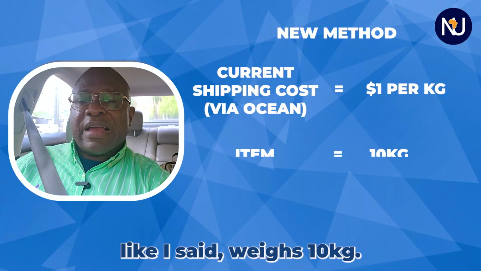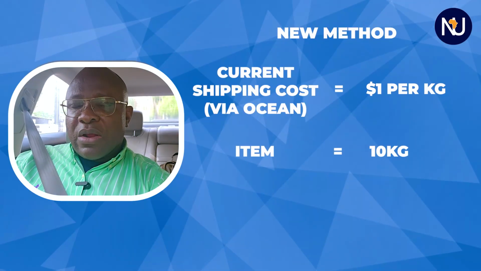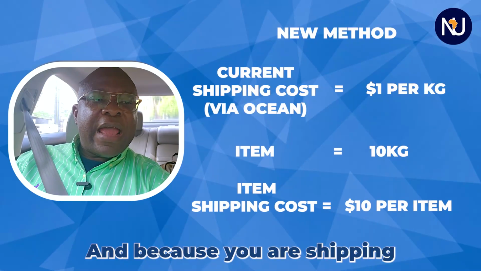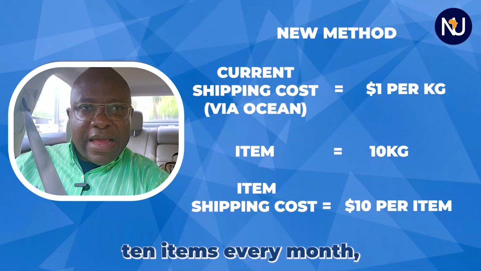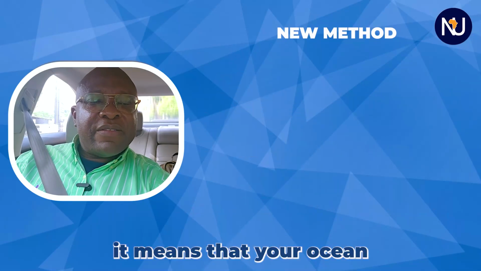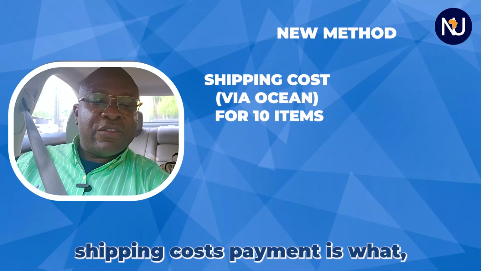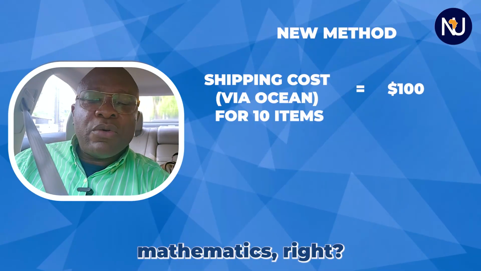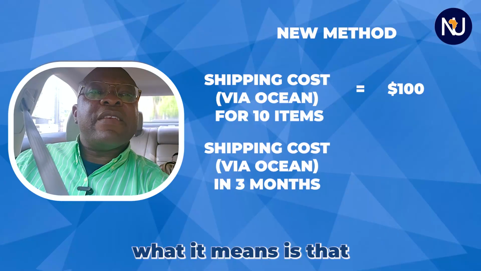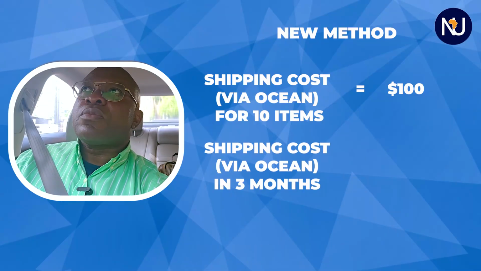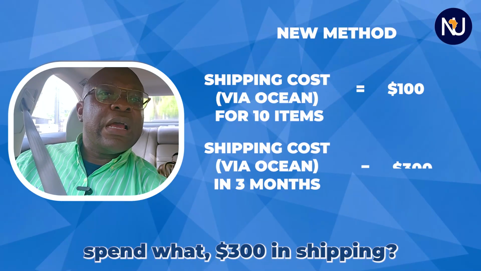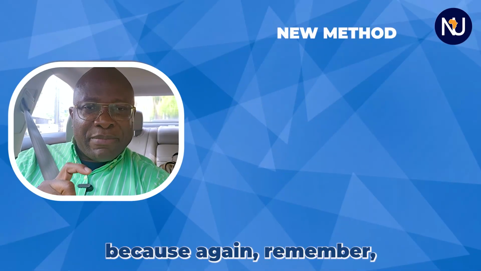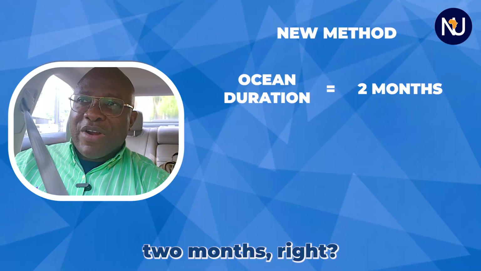Now, each item, like I said, weighs 10 kg, right? So it's going to cost you $10 to ship each item. And because you are shipping 10 items every month, it means that your ocean shipping cost per month is what? $100 per month. Again, simple mathematics, right? So in 3 months, what it means is that you are going to spend what? $300 in shipping. Now, this is the magic because, again, remember, ocean takes about 2 months, right?